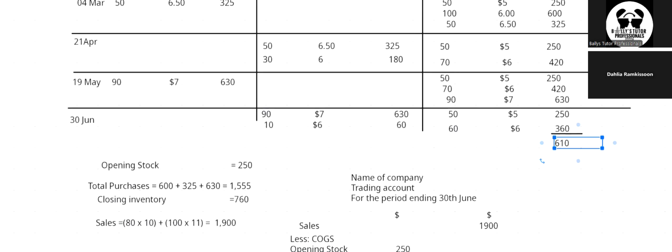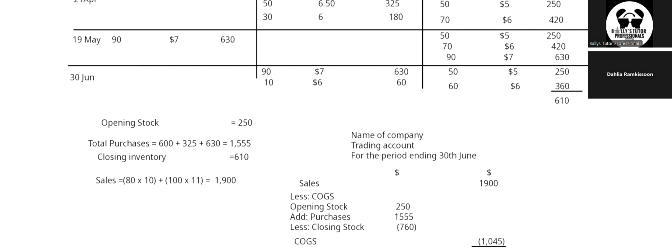Yeah. Now, if I was to do the trading account, everything would remain the same except the closing inventory. The closing inventory will no longer be 760, it'll be 610. Sales would remain the same, opening stock would remain the same, purchases would remain the same. The only thing that changes is the value of the closing stock.